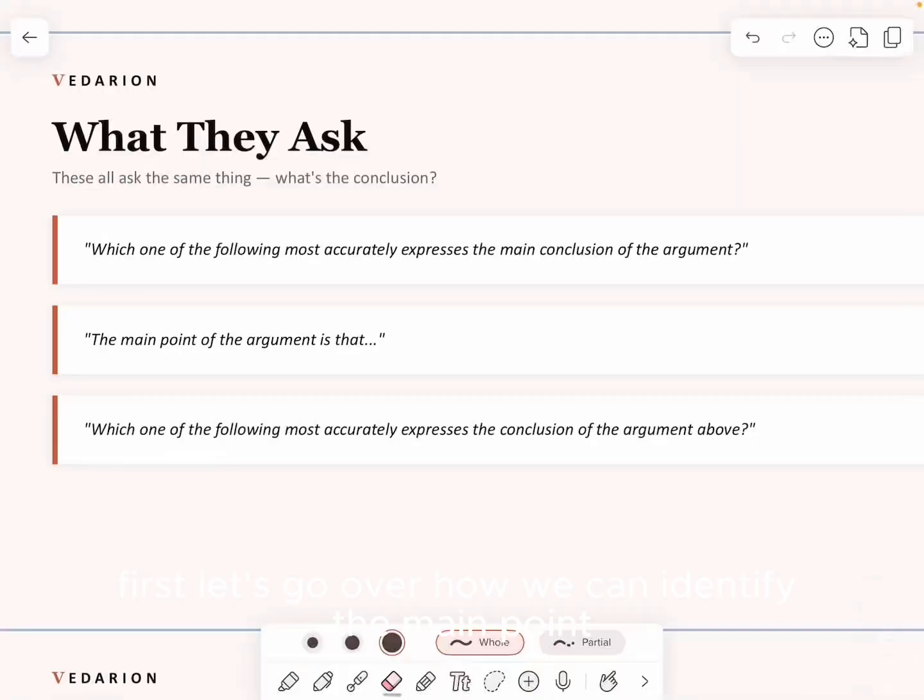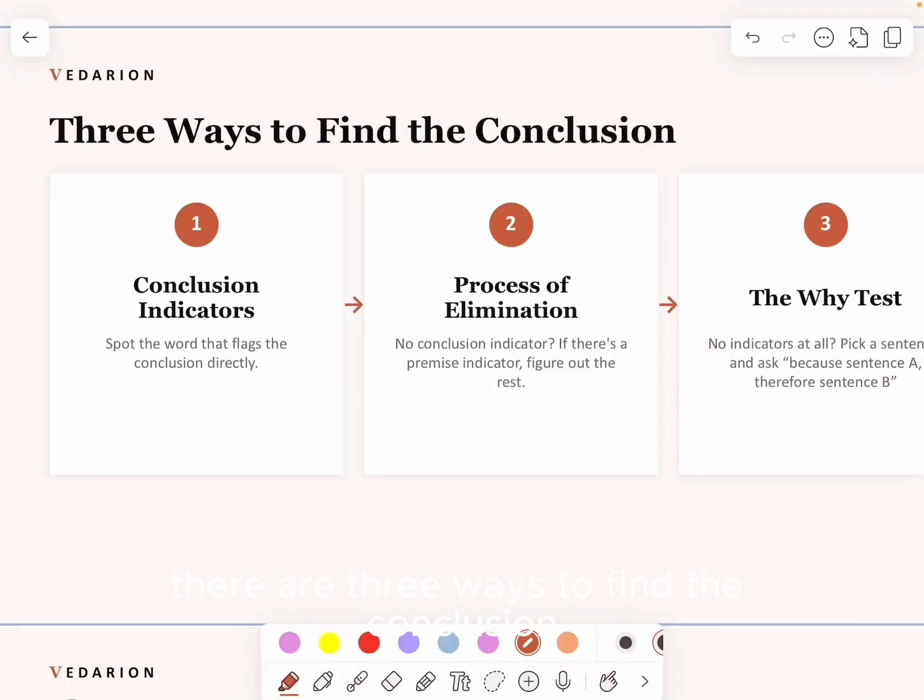First, let's go over how we can identify the main point question stem. Here are a few examples. Which one of the following most accurately expresses the main conclusion of the argument? The main point of the argument is that. Which one of the following most accurately expresses the conclusion of the argument above? In each question stem, they're asking either about the conclusion or the main point, and that's how you know it's a main point question type.